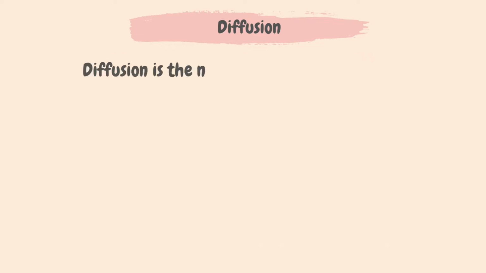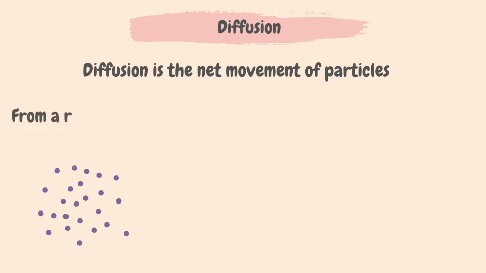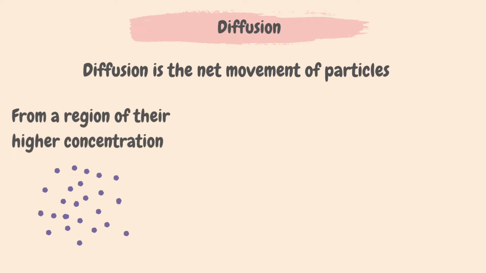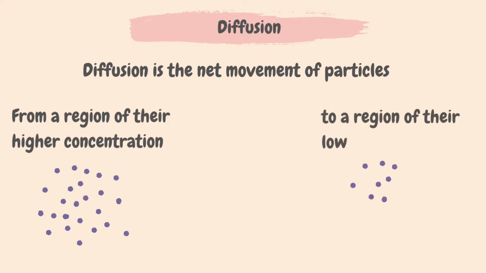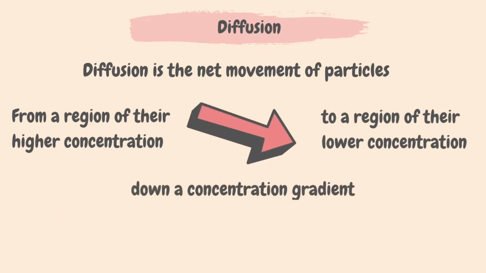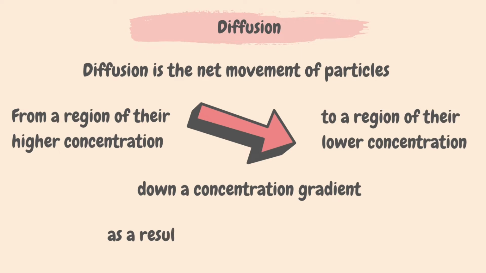Therefore, diffusion is the net movement of particles from a region of their higher concentration to a region of their lower concentration, that is down a concentration gradient, as a result of their random movement. So it's the constant random movement of particles and their kinetic energy that allows diffusion to occur.